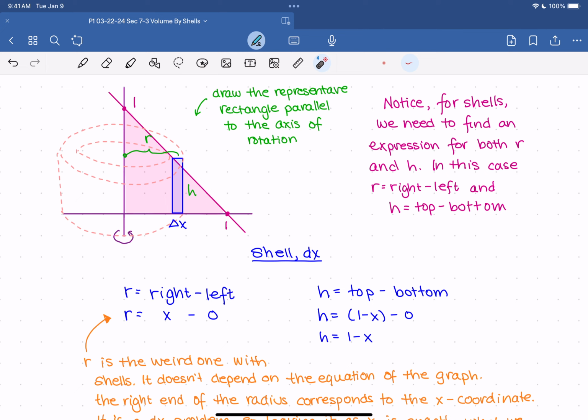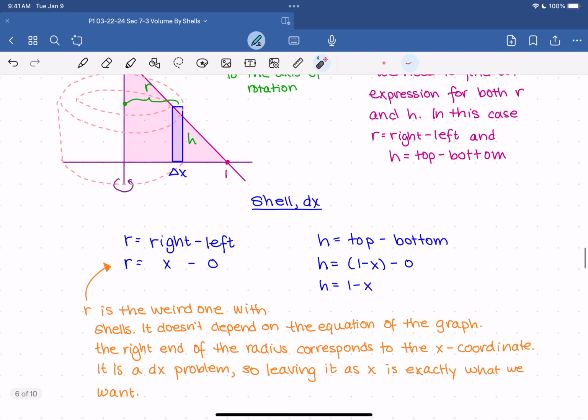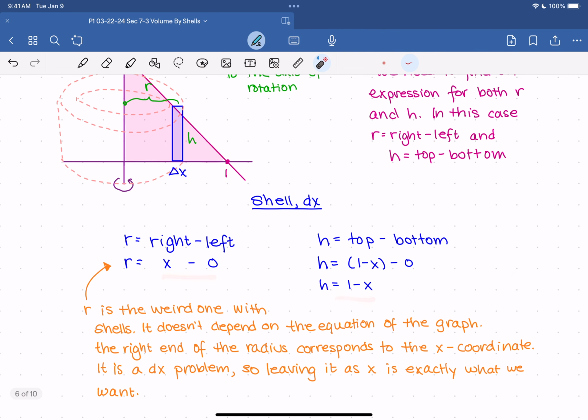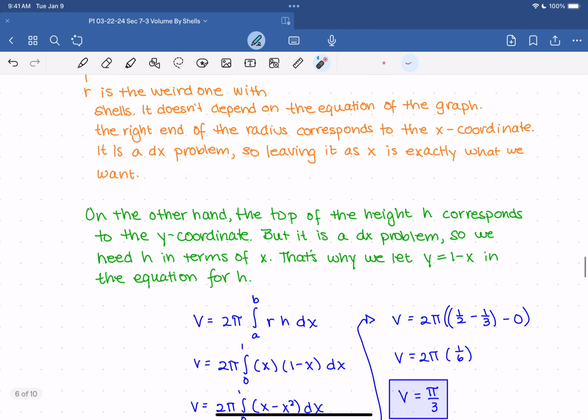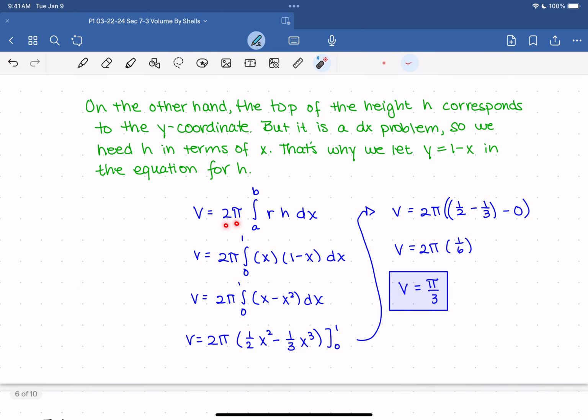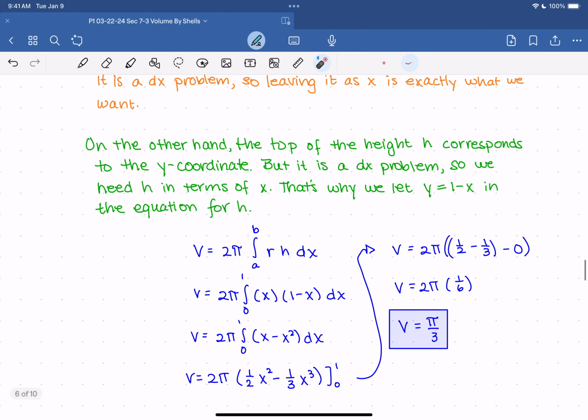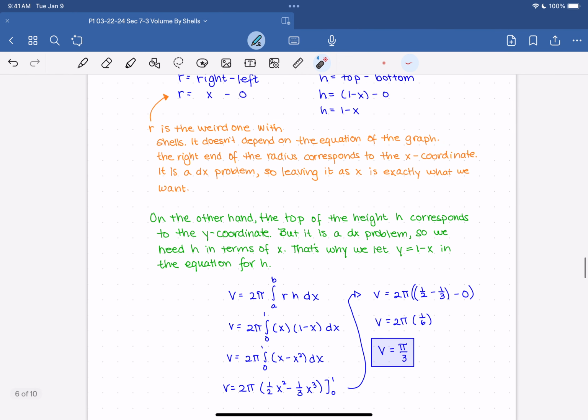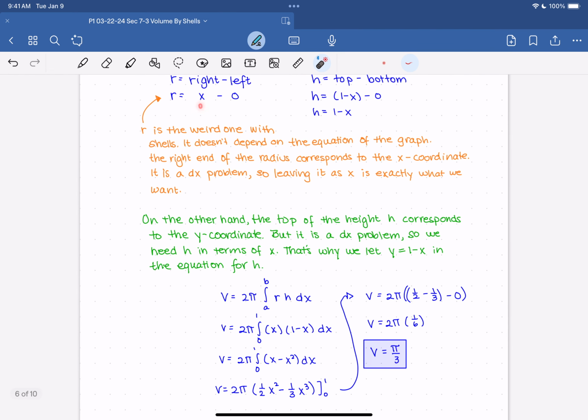You'll see that also in our next couple examples. That's all that radius is. So that's a weird part. If you need to pause the video to chew on that, definitely go ahead and do that. But once we got these equations for our radius and height, we just plug into our equation. So our equation was 2 pi radius times height dx. So 2 pi, and I'll make this a little smaller so we can see it. So our radius ended up just being x. Our height was just 1 minus x.